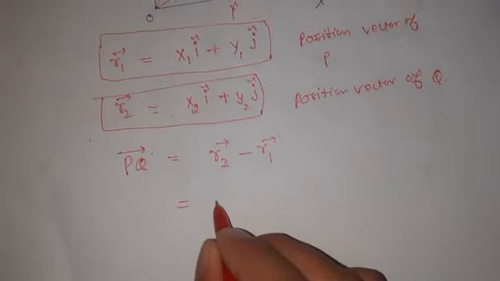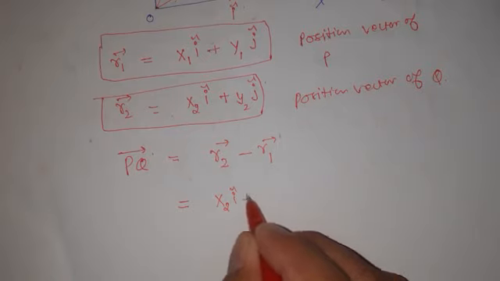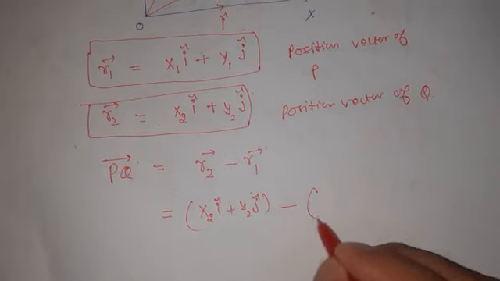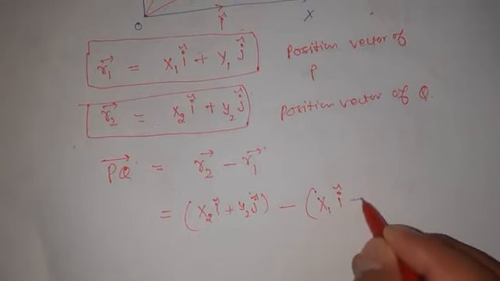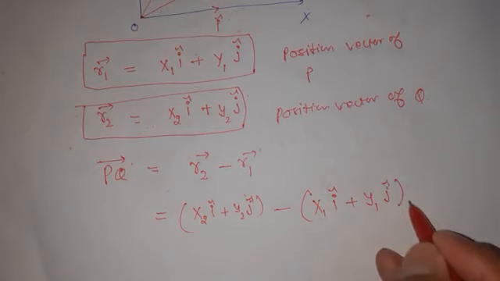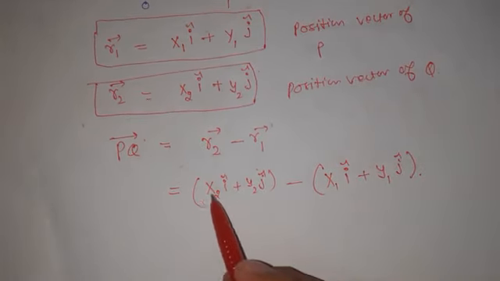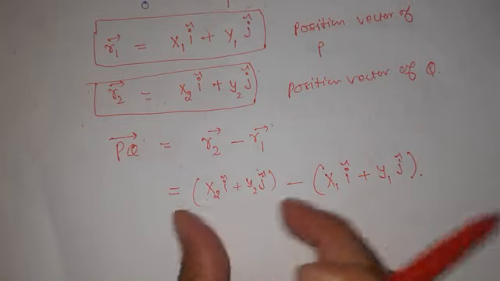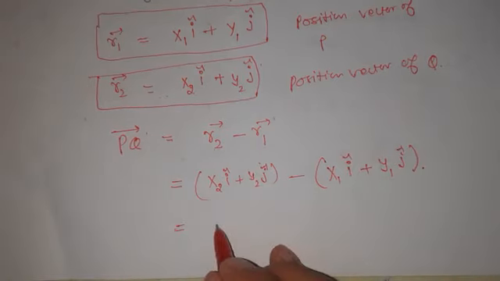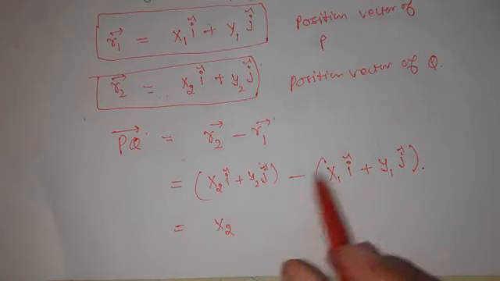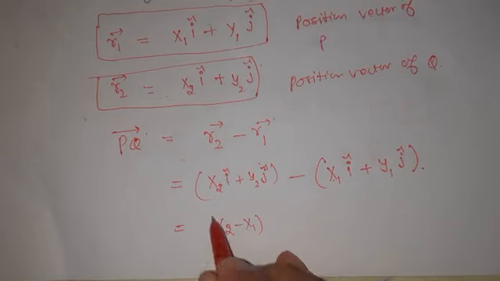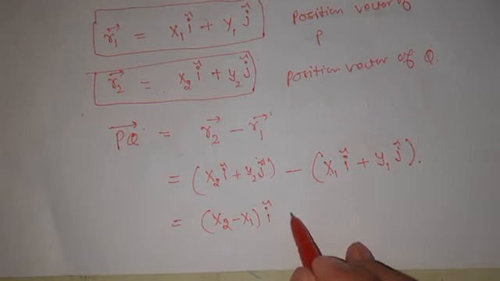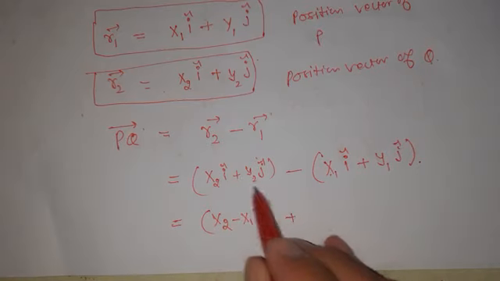ठीक है, सो दस वी आर गेटिंग ओवर हेयर and that r2 is written over here x2 i। okay, so this is x2 i unit vector plus y2 j unit vector and minus of r1, so it is x1 i unit vector plus y1 j unit vector. Okay, now over here this x2 is along x-axis, this x1 is along x-axis. Okay, so they will add together.